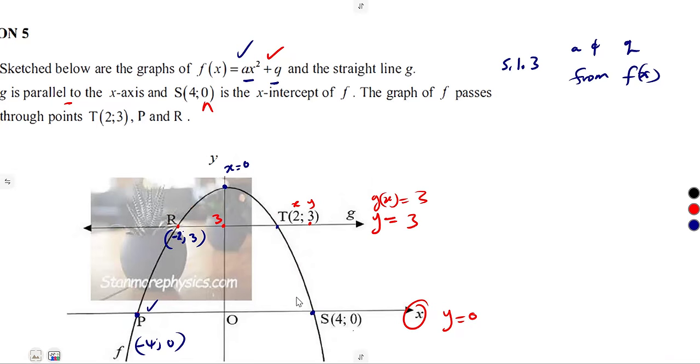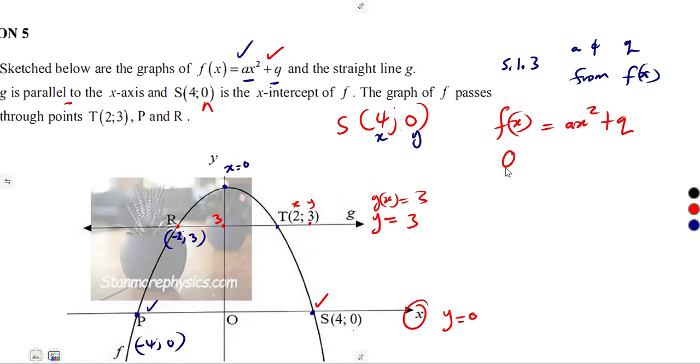We can use the x-intercept, the point S. But when you use the x-intercept, you use one. You don't use both of them because it's just going to give you one thing. So you take 1 point. You can take point S. Remember, our f of x is equal to ax squared plus q. From point S, which is 4, 0, we have got the x value and the y value. So we substitute in our equation.